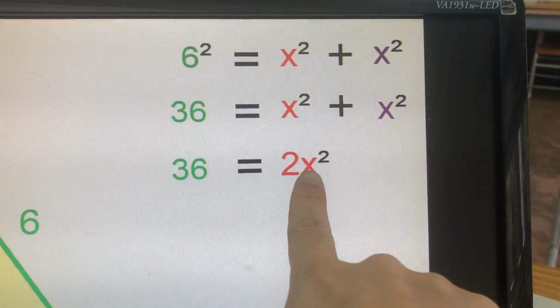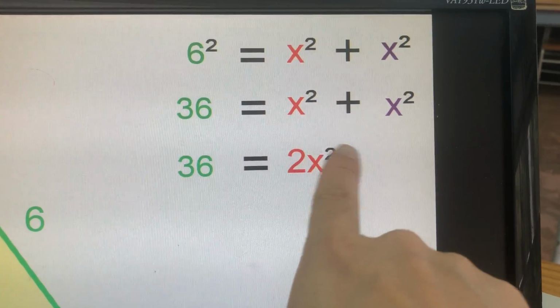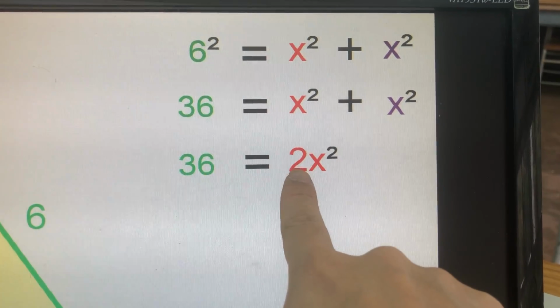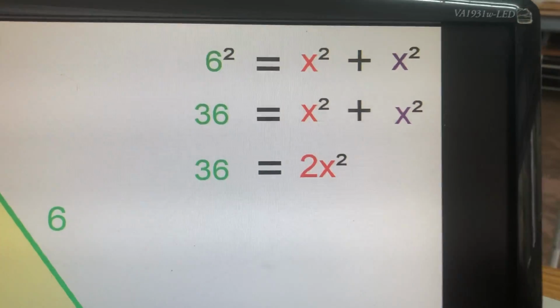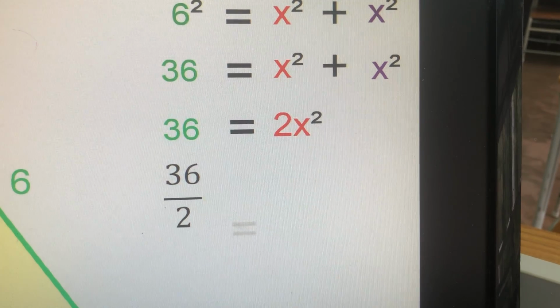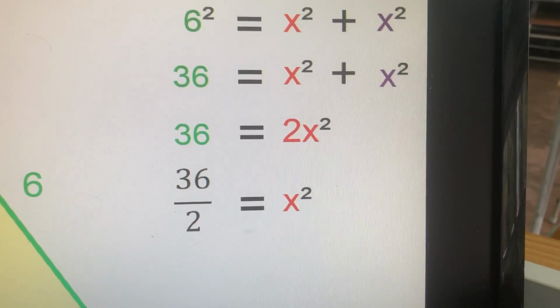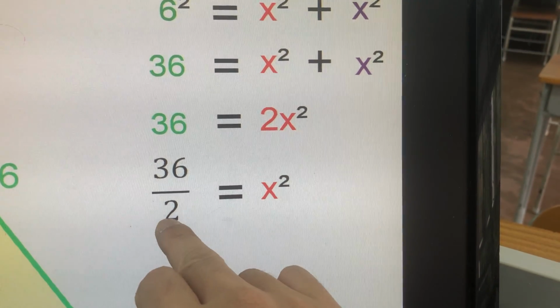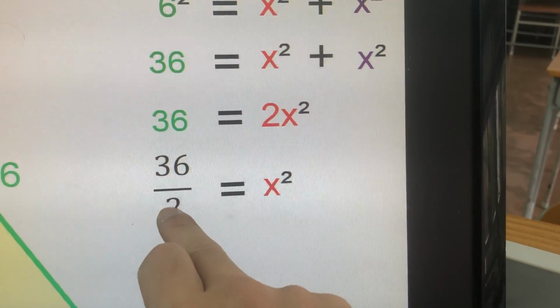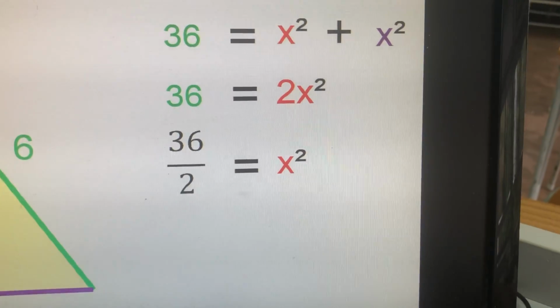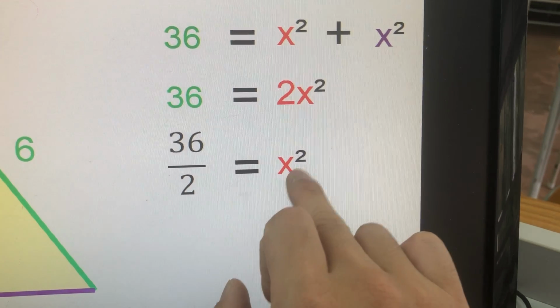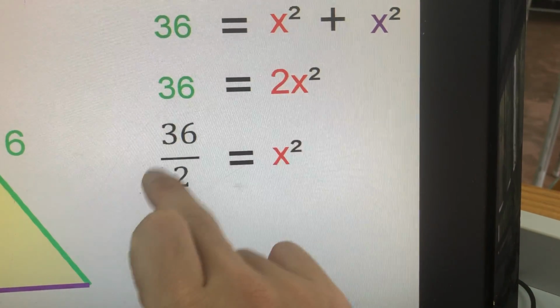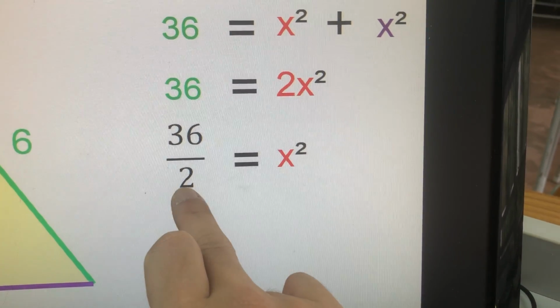And now, we want to know what x is, so there are some obstacles. First of all, the 2. Are you able to get rid of the 2? What do we do to get rid of the 2? Yes, we could divide by 2. Divide both sides by 2. Bring the 2 down here, it becomes divide. So that we have 36 divided by 2 equals x squared. The 2 is already moved to the bottom of the other side.